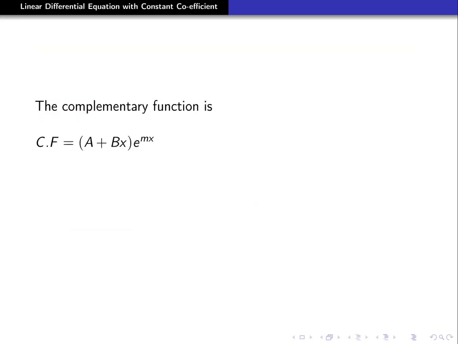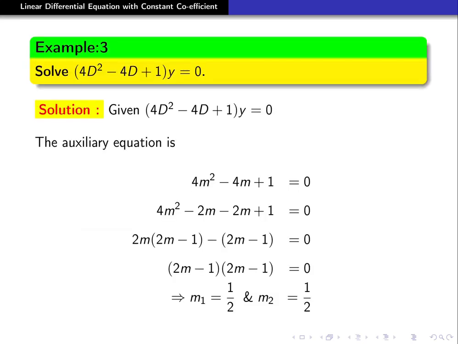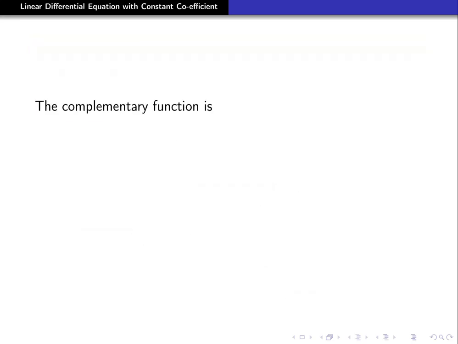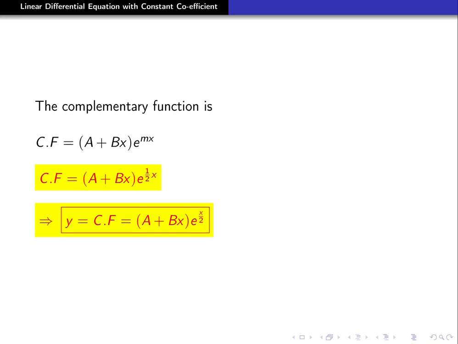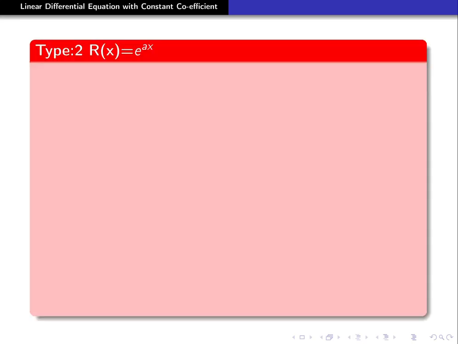So the complementary function is, since both the roots are real and equal, CF = (a + bx) e^(mx). So CF = (a + bx) e^(x/2), since m is 1/2. Therefore y = (a + bx) e^(x/2).